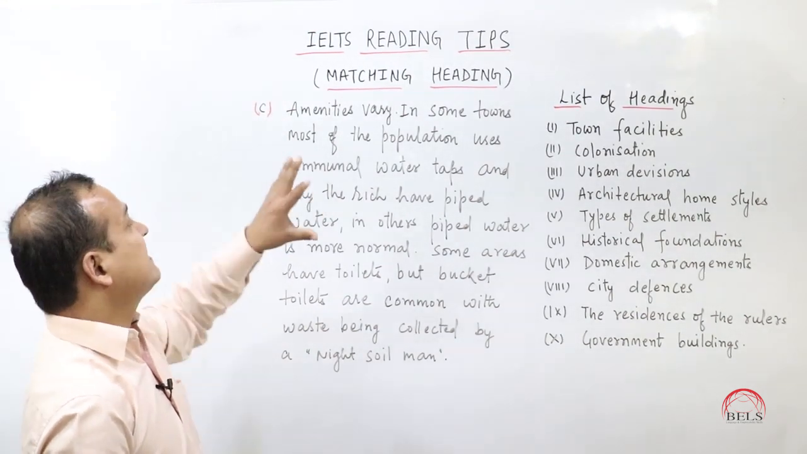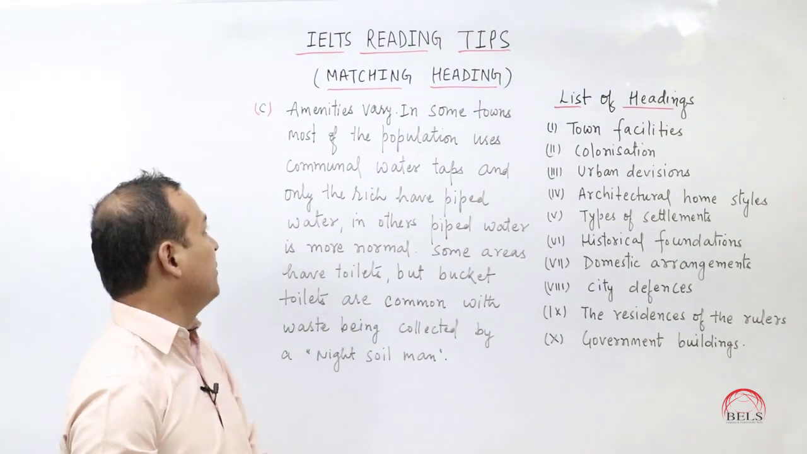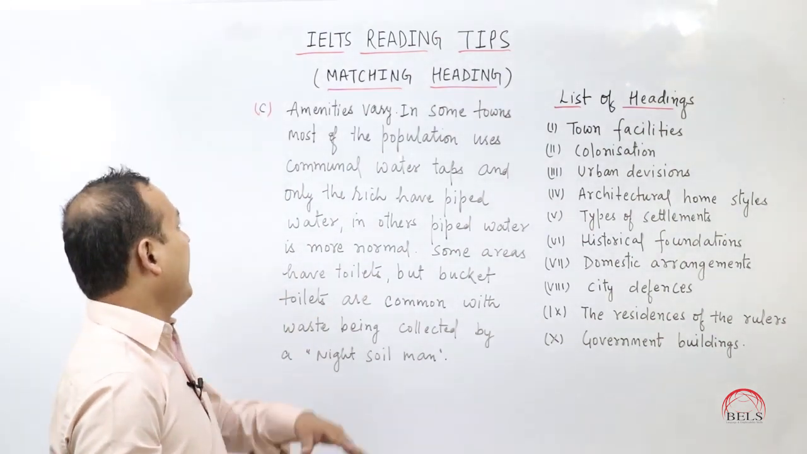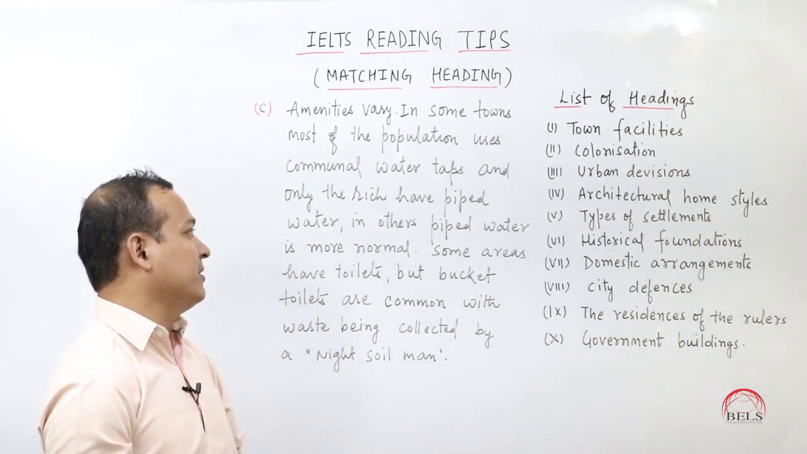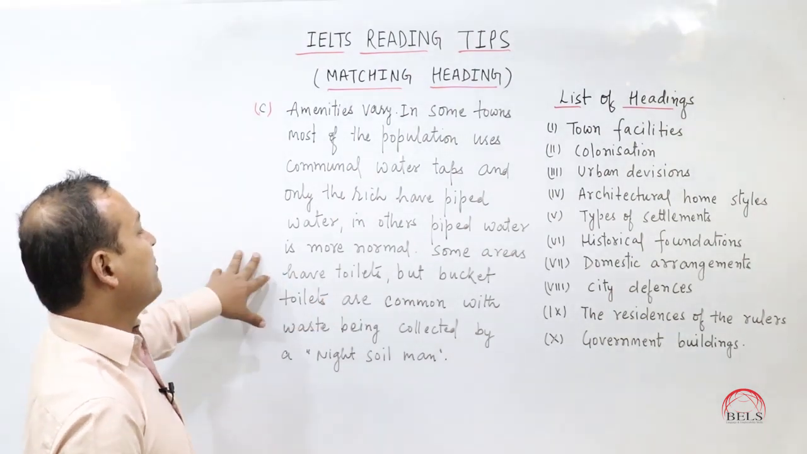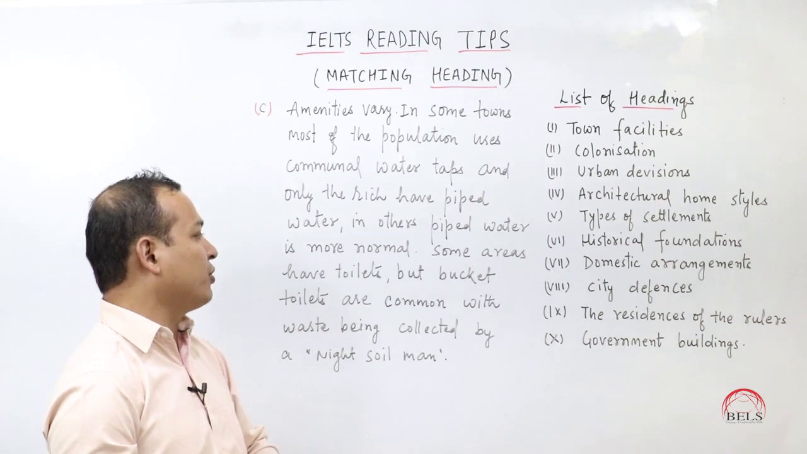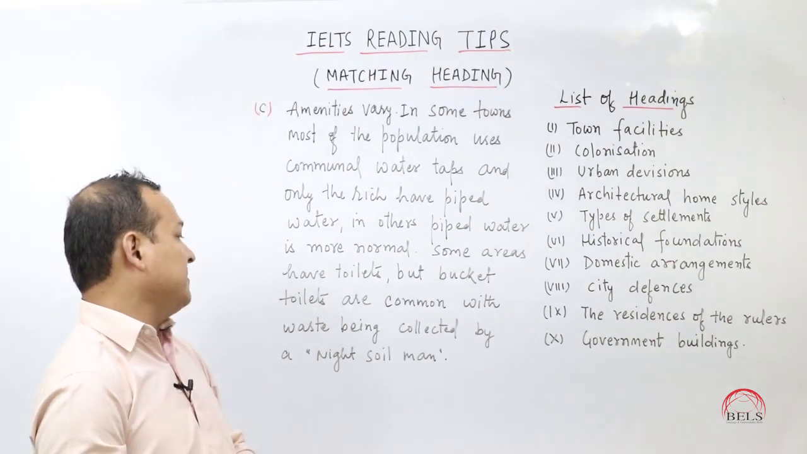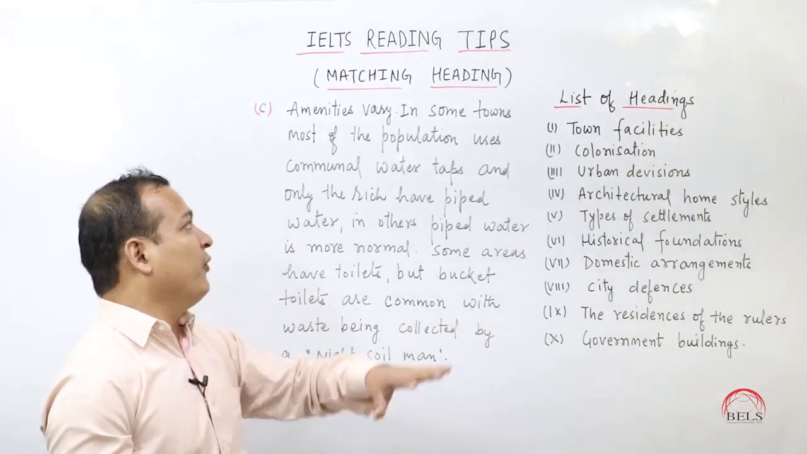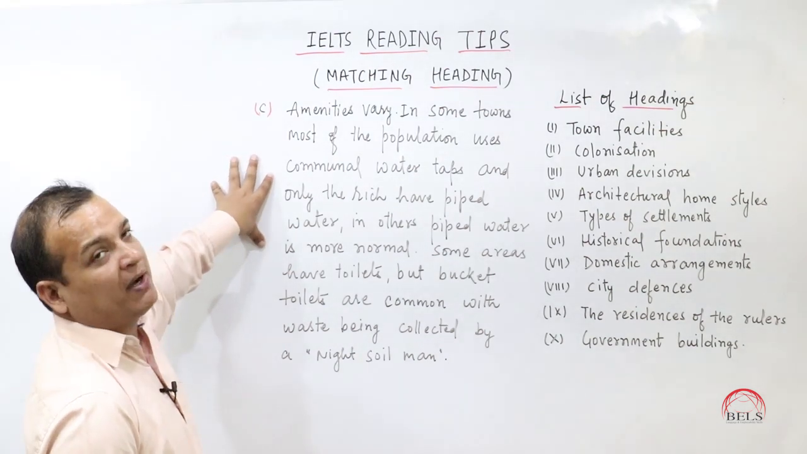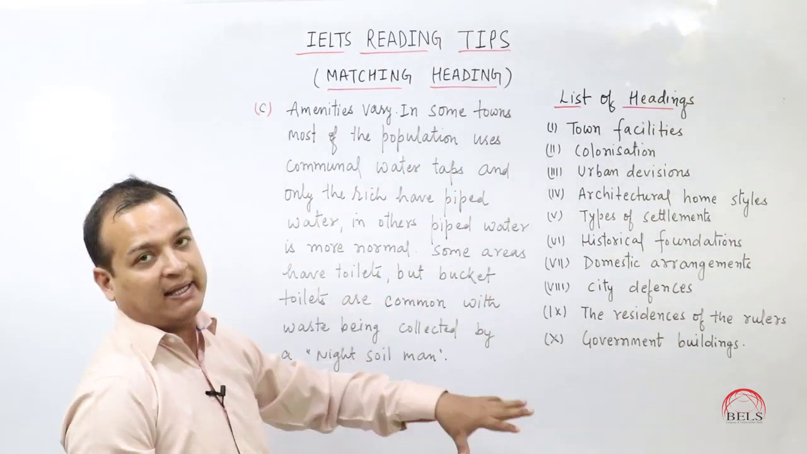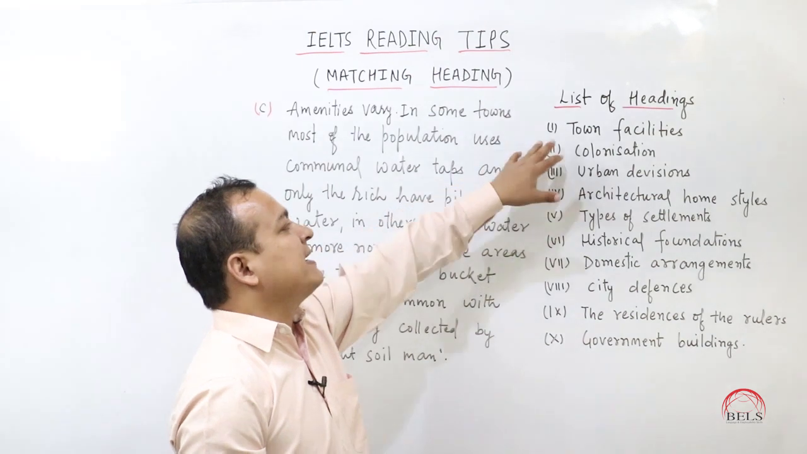Amenities vary. In some towns, most of the population uses communal water taps and only the rich have piped water. In others, piped water is more normal. Some areas have toilets, but bucket toilets are more common, with waste being collected by a night soil man. If you read and understand the meaning of the complete paragraph, guys, you will see that. Let's discuss the headings now. The first one is town facilities.